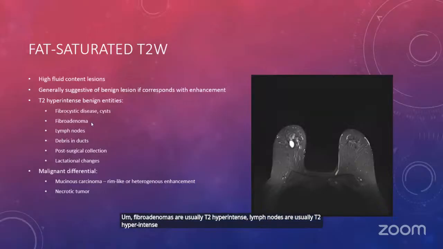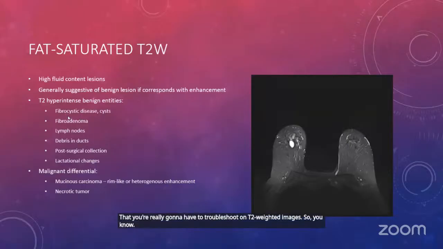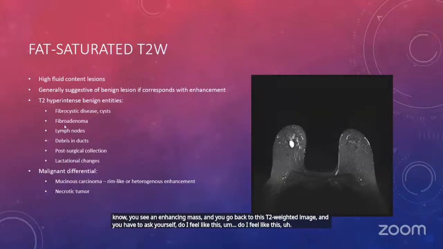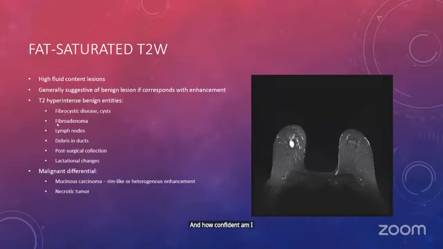And these are the things that are going to be masses that show on your post-contrast images that you're really going to have to troubleshoot on T2 weighted images. So you see an enhancing mass, and you go back to this T2 weighted image, and you have to ask yourself, do I feel like this mass that is T2 bright matches completely with my enhancing mass? And how confident am I that it's one of these two entities?